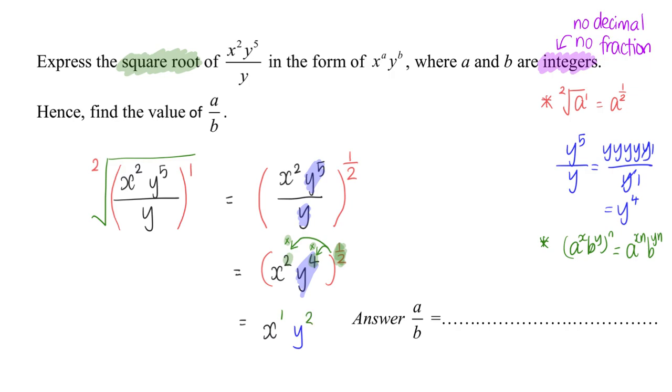So by comparing my x power 1, y power 2 with x power a, y power b, we can then see that the value of a is 1, the value of b is 2, and therefore the final answer will be half.